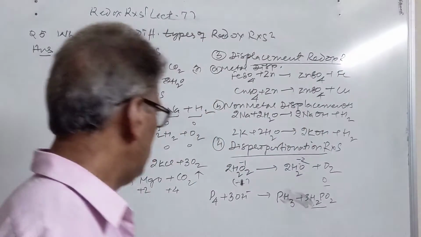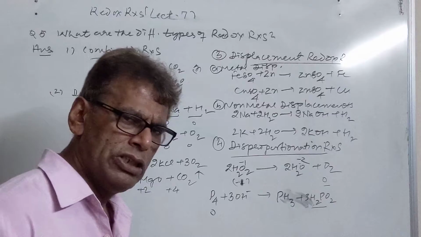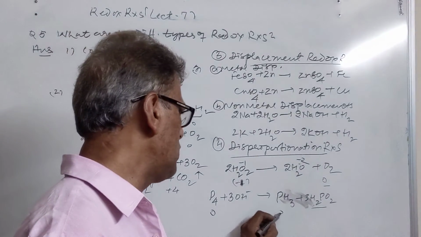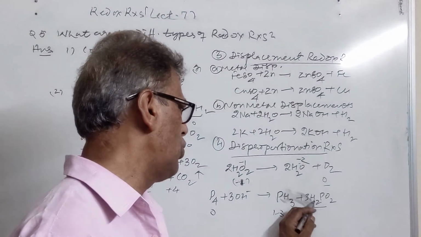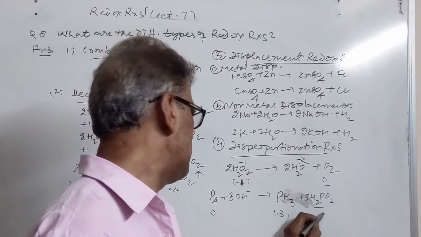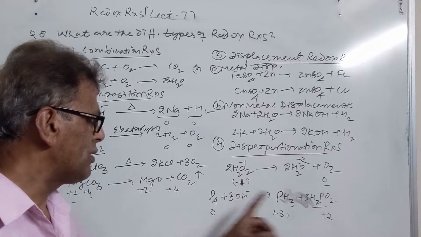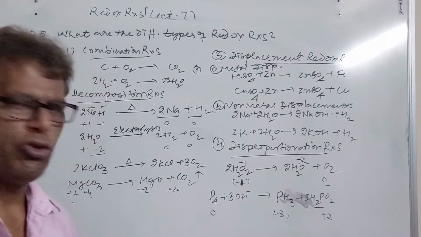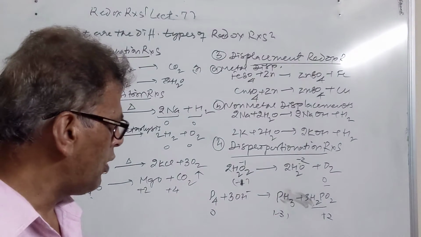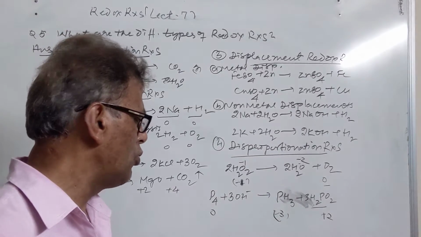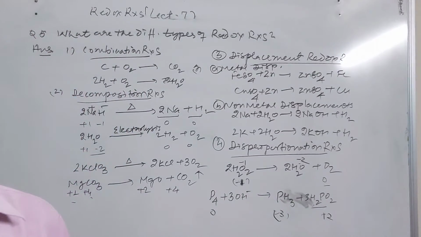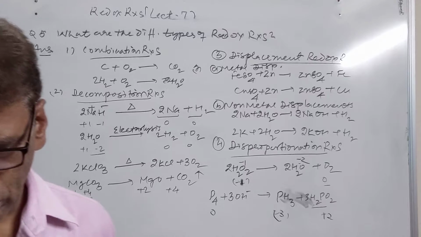So in this reaction, the oxidation number of phosphorus was 0 here. Here it is present in the +3 state. In this case, -4 and +2 is subtracted. It is in the +2 state. So in one of the compounds, its oxidation number has increased from 0 to +2, and in the other compound it has decreased from 0 to -3. So this is a disproportionation reaction of phosphorus.